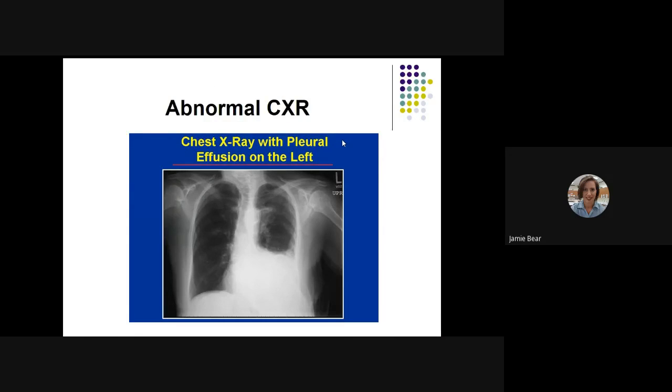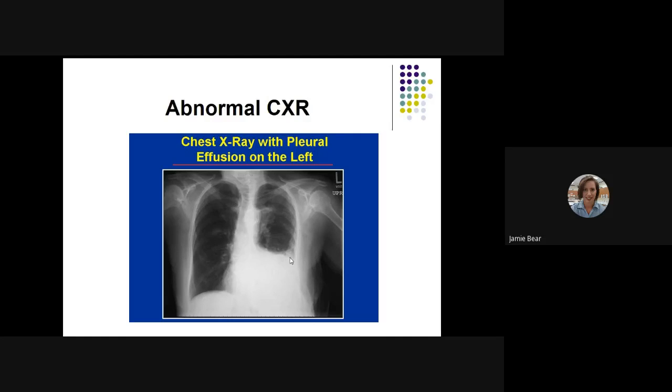Okay, so here we see a chest X-ray with a pleural effusion on the left. Okay, so you guys can see this. Now, we just talked about that. So what do you guys see with this trachea? It's very shifted to which side? The right side. Yeah, very good. Very good. And how do you know this is a pleural effusion?